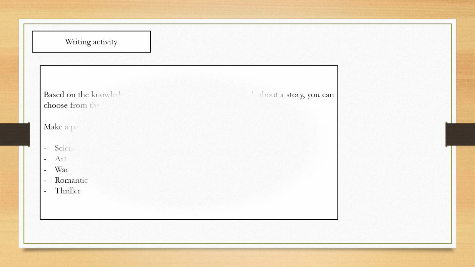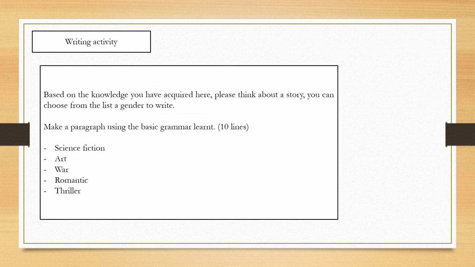Okay, let's make a writing activity after you have read the previous reading. Here, based on the knowledge you have acquired, please think about the story. You can choose a genre to write from the list. Make a paragraph using the basic grammar learned, about 10 lines minimum, and you can choose among science fiction, art, war, romantic, or thriller. It's up to you. So choose a topic, a theme, and make your own writing to read later. I will be glad to read all your writings.